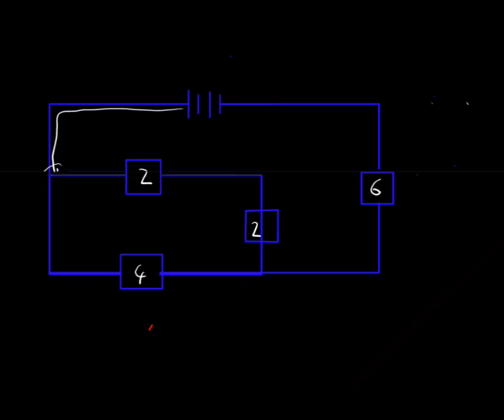So notice that we're going to have the splitting point. This is the splitting point, and this is the joining point, right? So how you calculate the equivalent resistance, let's do the parallel circuit first.